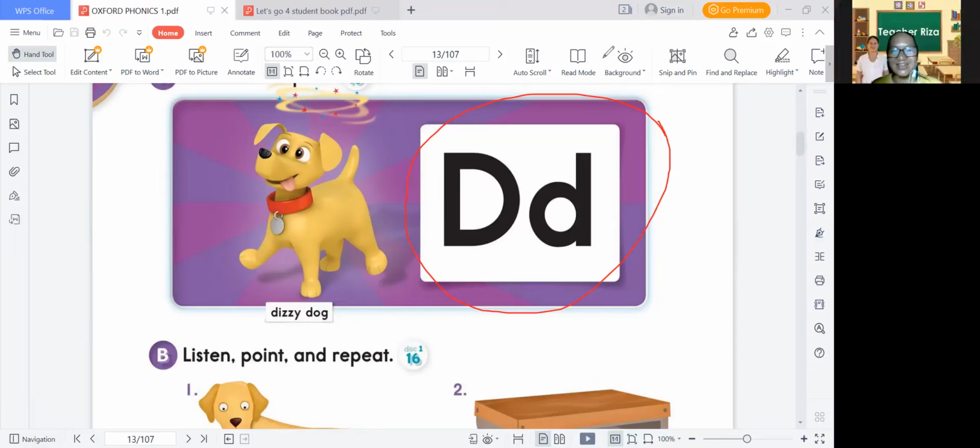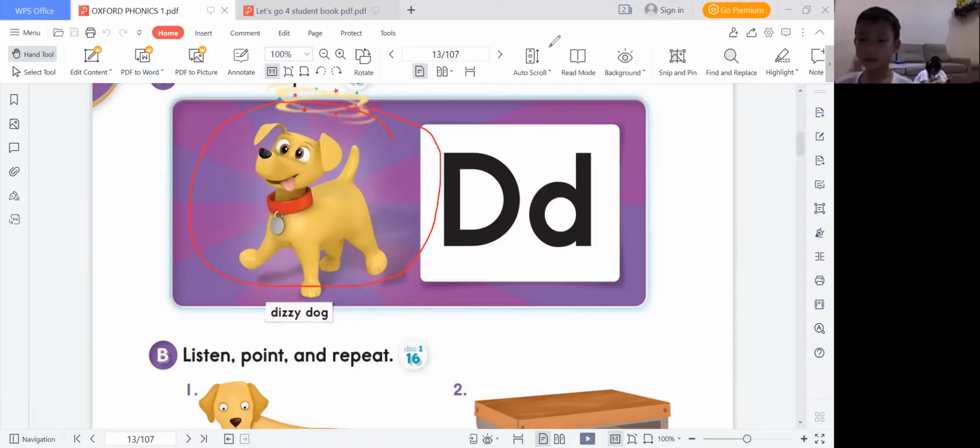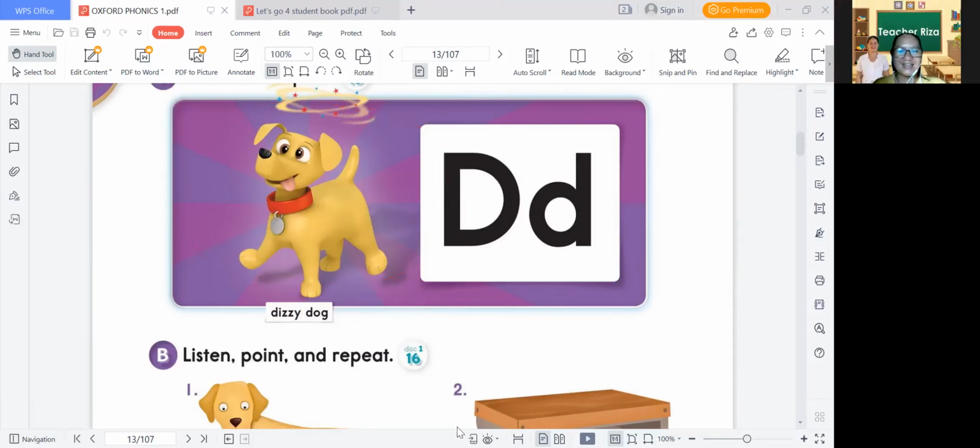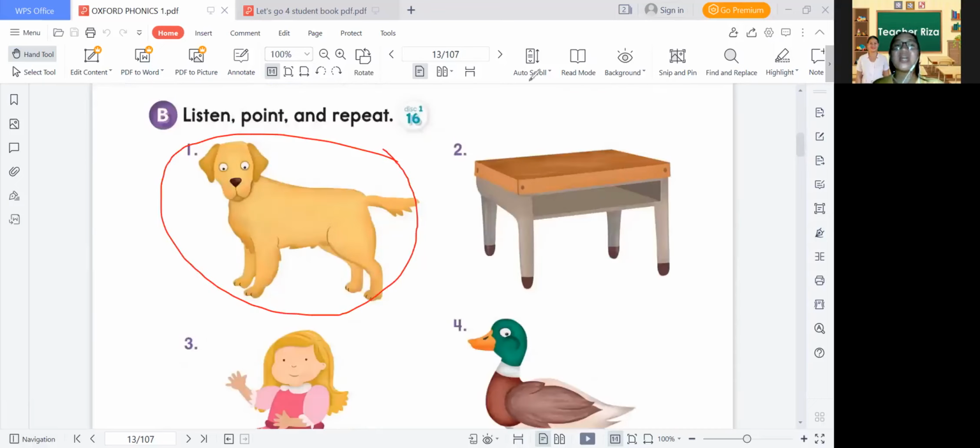Okay. So, what letter is this again? Letter D, okay, D for dog. What picture is this? Can you tell me what is this? Yeah. It's a dog. Okay, very good. So we have the first picture. It's a dog. From the word dog starts with letter D. How about the second picture?